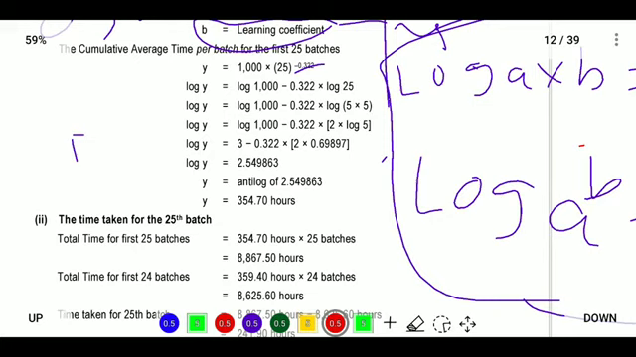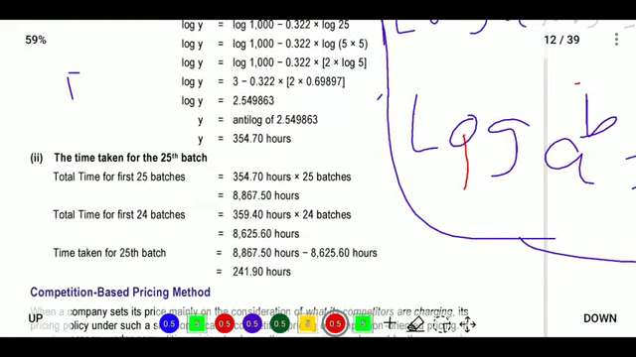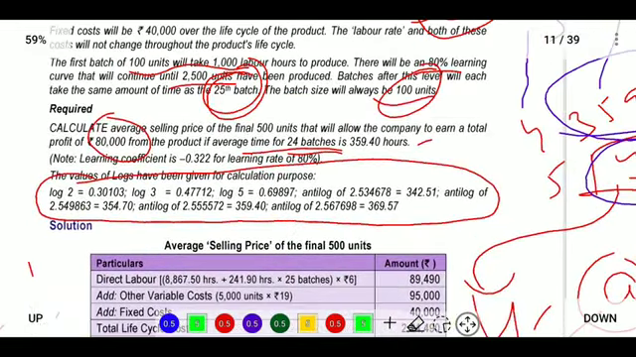Log of 5 square: the 2 will come to the front of log, so 2 into log 5. The log 5 value provided is 0.6987. So we multiply this, and we get log y is equal to 2.454983. For this we do not have a value, but in the question they provided the anti-log value.